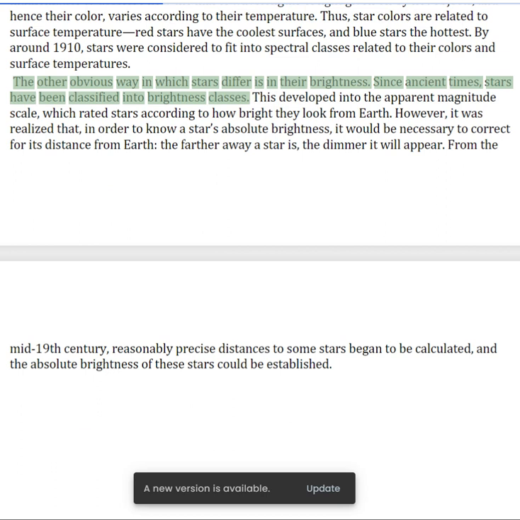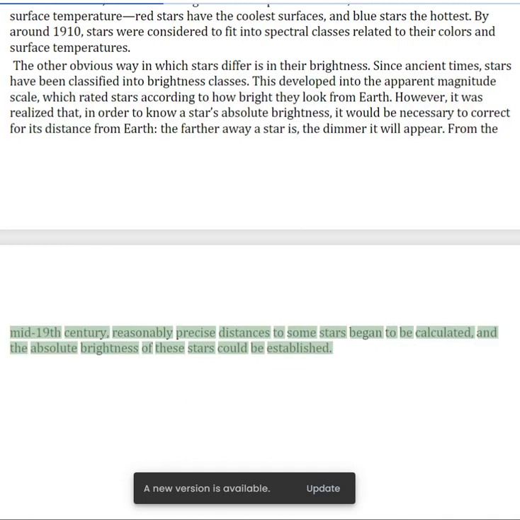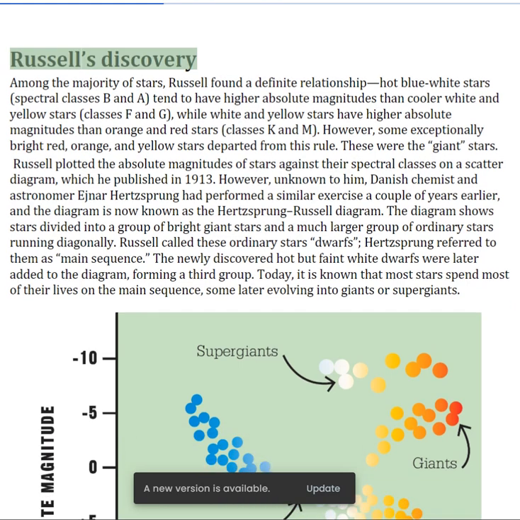The other obvious way in which stars differ is in their brightness. Since ancient times, stars have been classified into brightness classes. This developed into the apparent magnitude scale, which rated stars according to how bright they look from Earth. However, it was realized that, in order to know a star's absolute brightness, it would be necessary to correct for its distance from Earth. The farther away a star is, the dimmer it will appear. From the mid-19th century, reasonably precise distances to some stars began to be calculated, and the absolute brightness of these stars could be established.